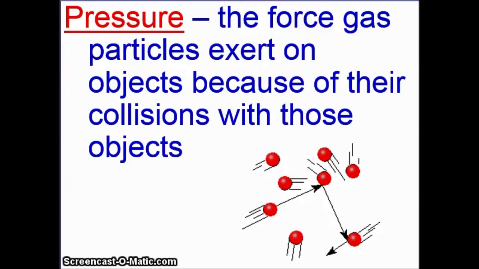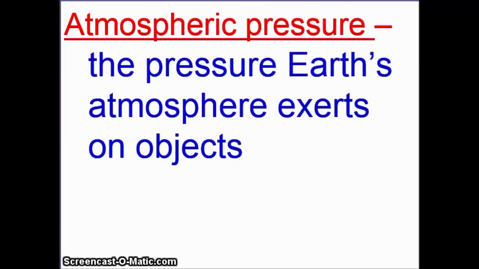So, back to our notes. What you may not realize is that we all live at the bottom of an ocean of air. There's air all around us, and we feel this pressure from this air. You may take it for granted because you've lived with it for your entire life, but it's still there, and we have a name for it. It's called atmospheric pressure. This is the pressure from the Earth's atmosphere exerted on objects like ourselves, and we feel it every day.